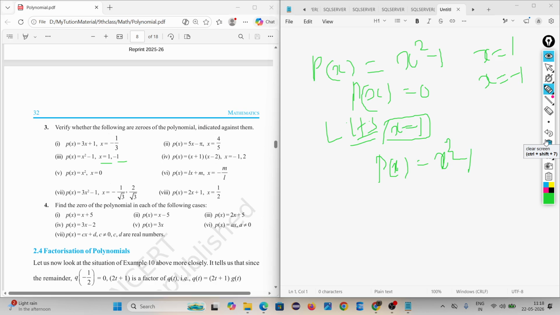X square minus 1, right, sir? Yes. First case, x equal to 1. Check if you get 0, that means it is a zero. Yes, sir, I got 0. 1 square minus 1, yes, 0. Then LHS equal to RHS. Then when x equal to minus 1.